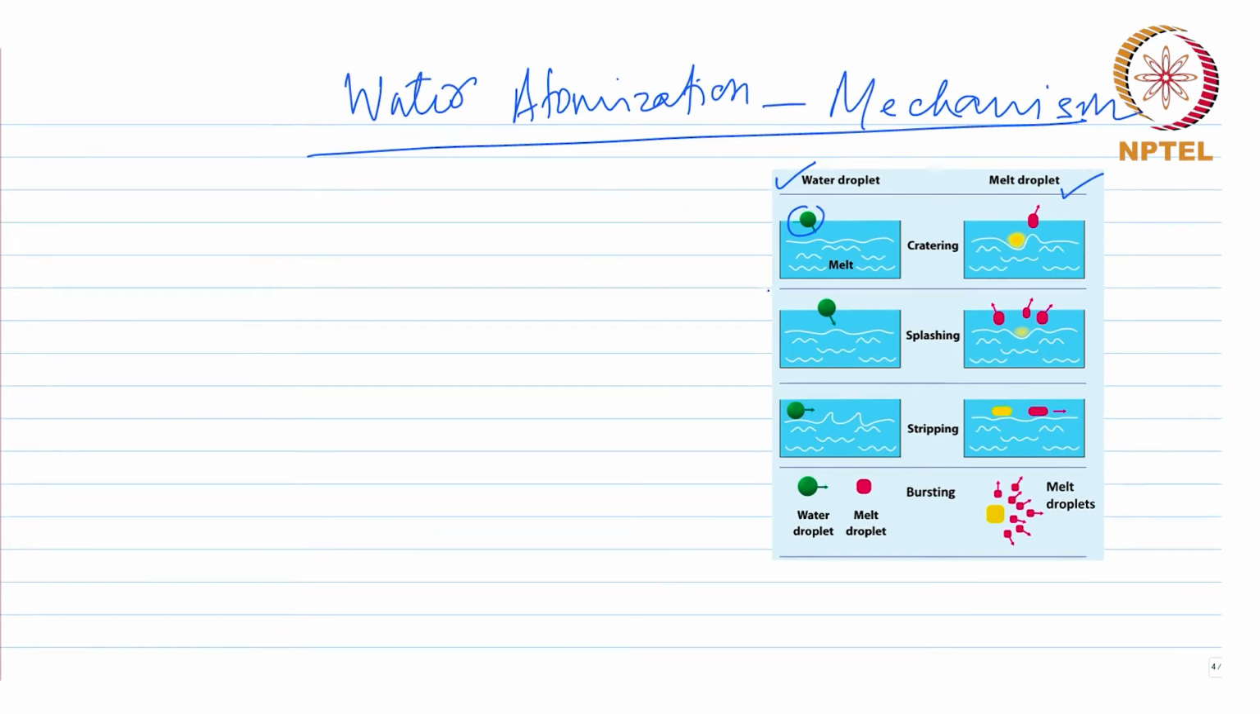The first one, as you could see, is known as cratering. Which is like impingement of this water droplet into this molten metal, and then it creates a crater due to the impact, as you could see here, and from that it ejects a metal droplet, like this red color drop that you see over here. That is the ejected metal droplet when this water droplet impinges on the surface of the melt. So, that is called cratering, and then the second mechanism is known as splashing.